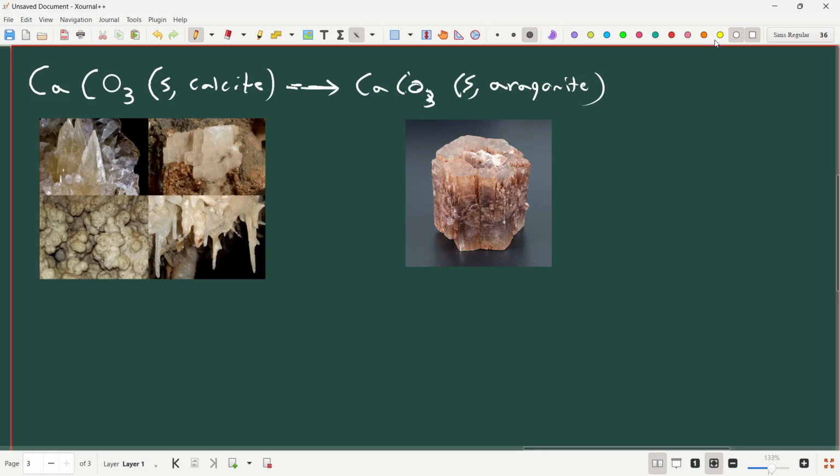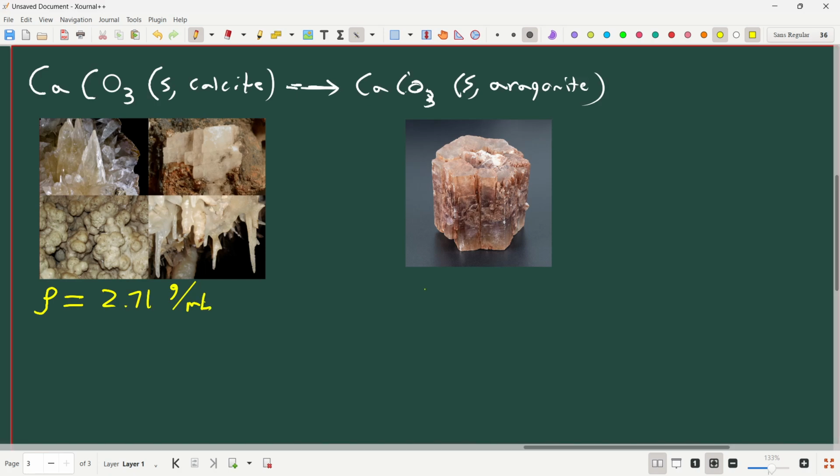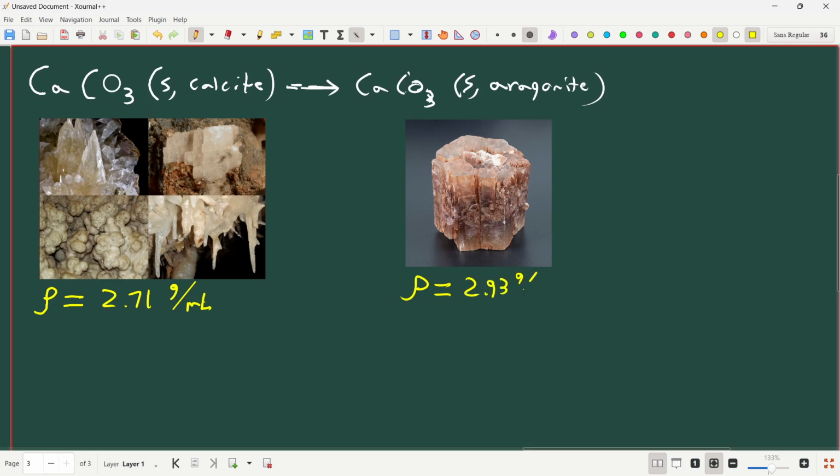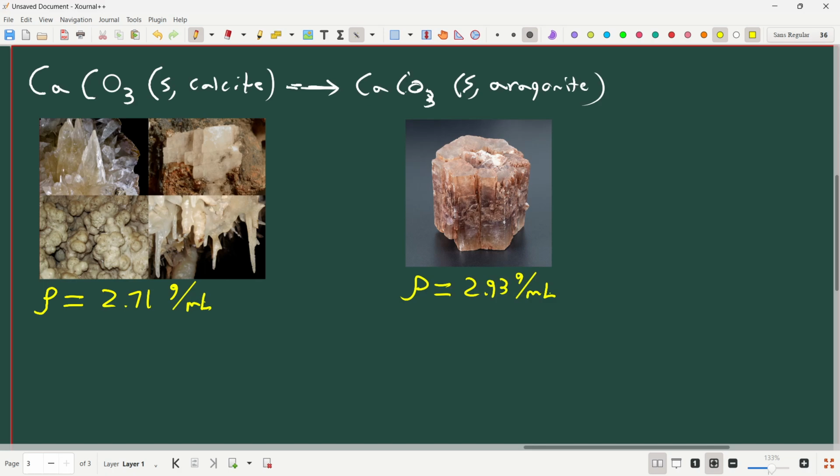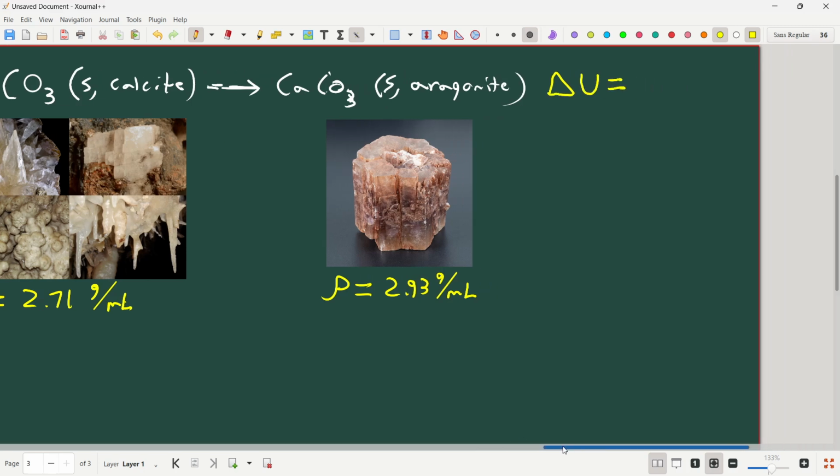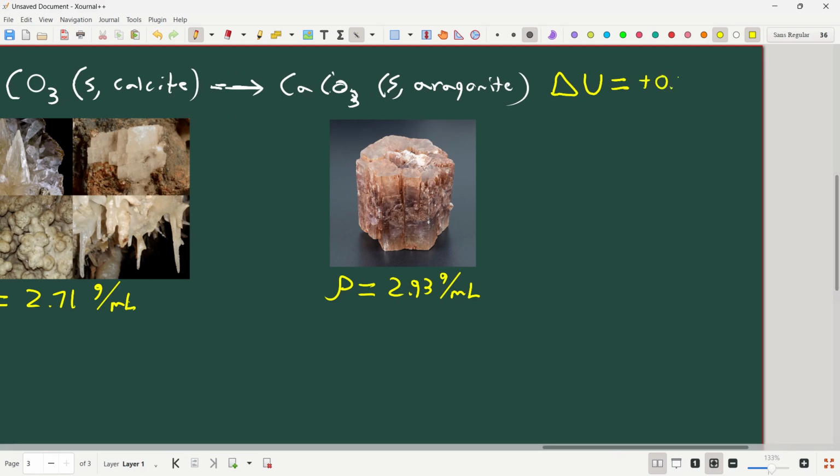All right, and these each have different densities. The density of calcite is 2.71 grams per milliliter. And the density of aragonite, slightly denser, is 2.93 grams per milliliter. Okay? And what you can measure is that the change in the total energy of this system, when you go through this, is plus 0.21 kilojoules per mole. Okay, so the total energy change is 210 kilojoules per mole.